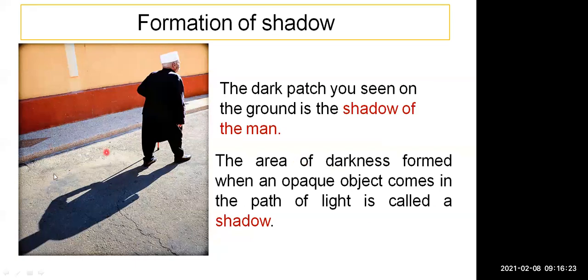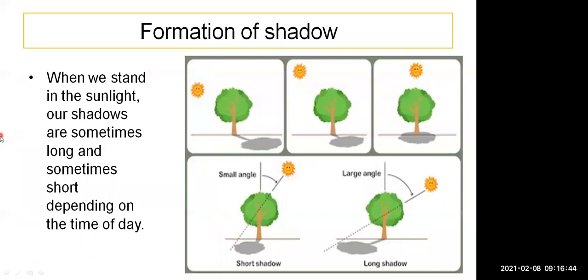Now, this shadow is formed on the road, so this road we will call a screen. This man acts as an opaque object, and the source of light over here is the sunlight. Sunlight acts as a source of light.